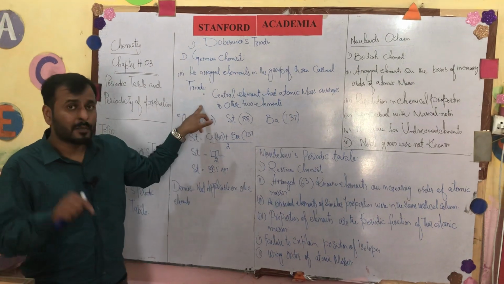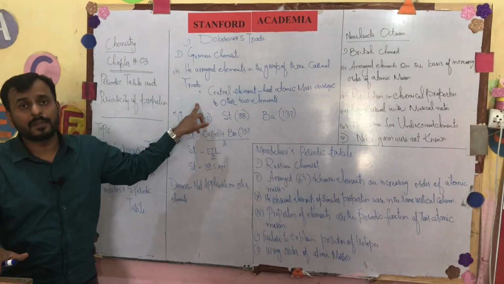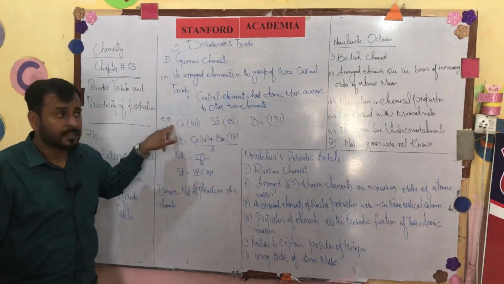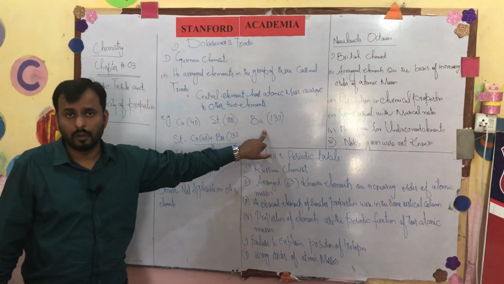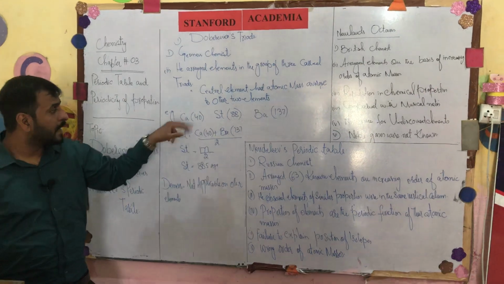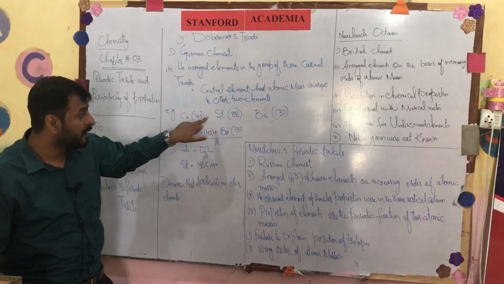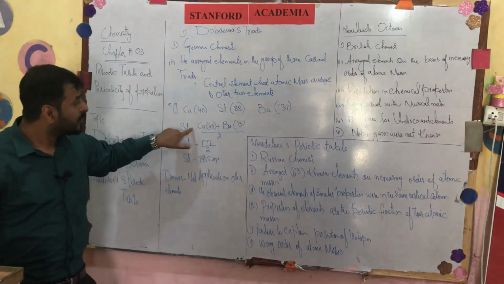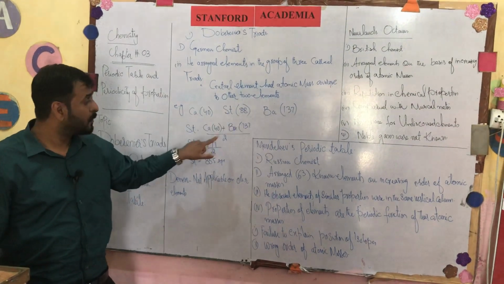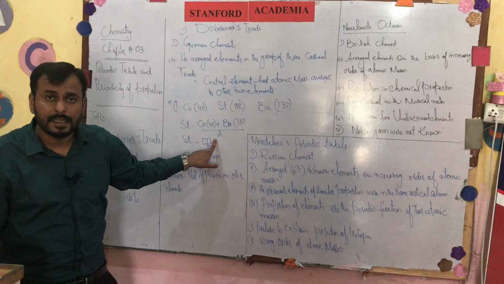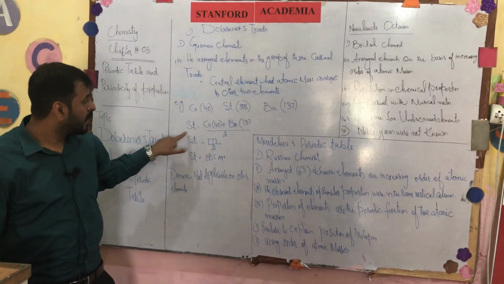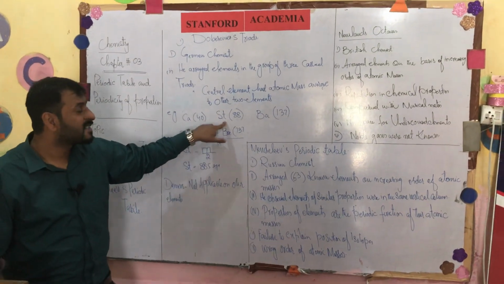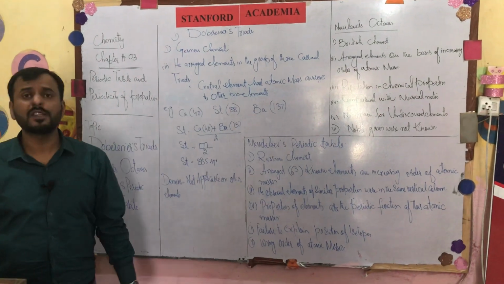On the basis of this arrangement, the proof is that the atomic mass of the central atom will be equal to the average of the first and third. He arranged these 3 elements: calcium atomic mass 40, strontium atomic mass 88, barium atomic mass 137. If we add the first and third element and divide by 2, it means we are taking its average value. You will observe that it is equal to the atomic mass of the central or middle element, that is strontium. So this was the arrangement of Dobereiner.